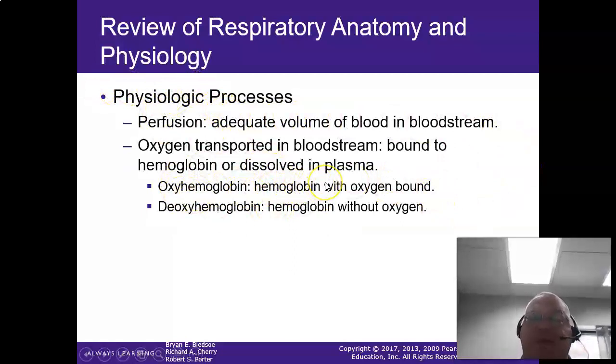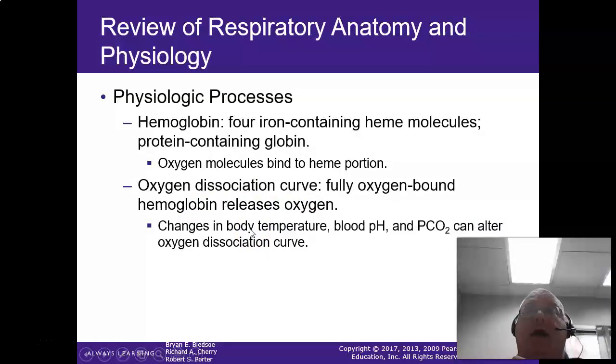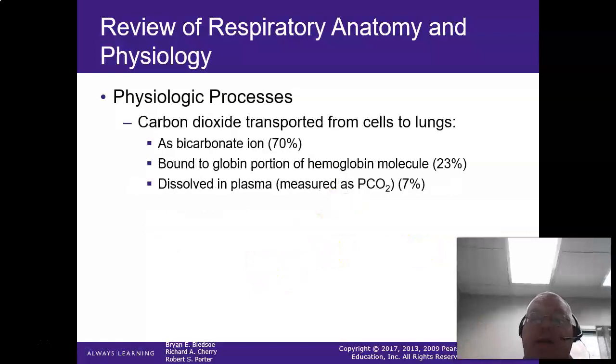Oxyhemoglobin is, again, hemoglobin with oxygen bound, and deoxyhemoglobin, and the reason why is because, guys, remember, our pulse ox actually measures oxyhemoglobin, deoxyhemoglobin, okay? And again, hemoglobin has four of the iron-containing heme molecules, and they'll start to lose those, but changes in fever, blood pH, CO2 can alter that oxygen dissociation curve. And I'm going to do an entire video on that oxygen hemoglobin dissociation curve. We're going to talk about the 2,3-DPG. We're going to talk about all of those things during that video, okay?